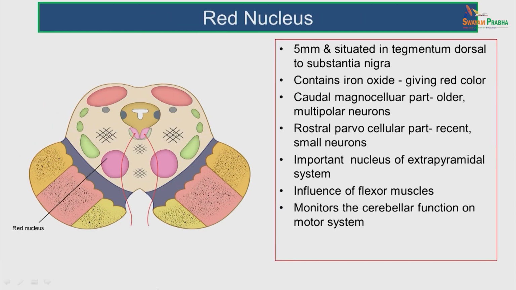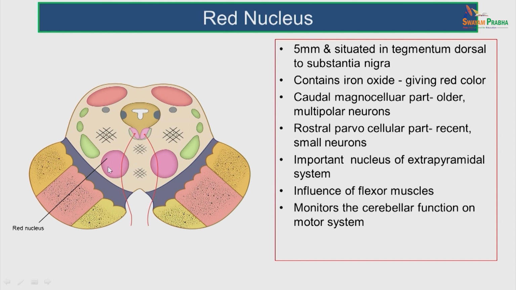Now, let us see what is this red nucleus. Why is it called red? It is almost 5 millimeters, and it is present at the tegmentum just dorsal to the substantia nigra. It appears a little pink or red in the section. This is because it is rich in iron.